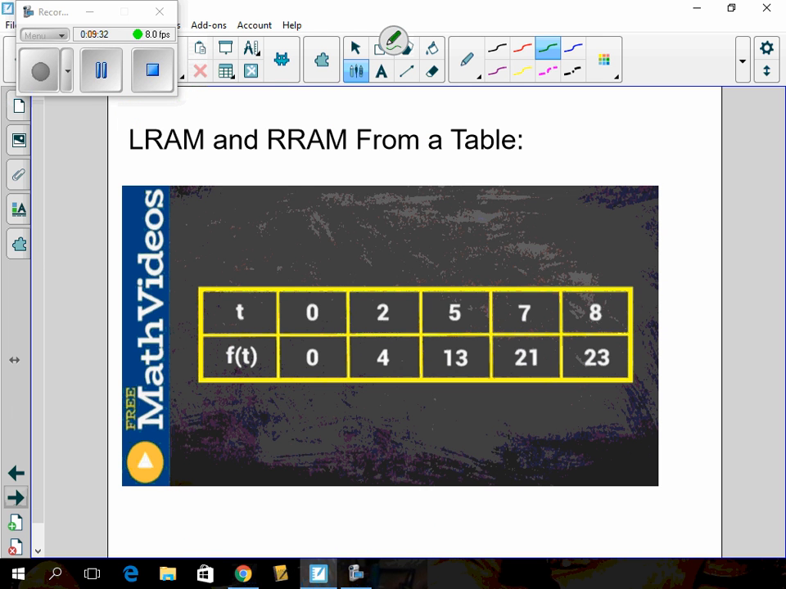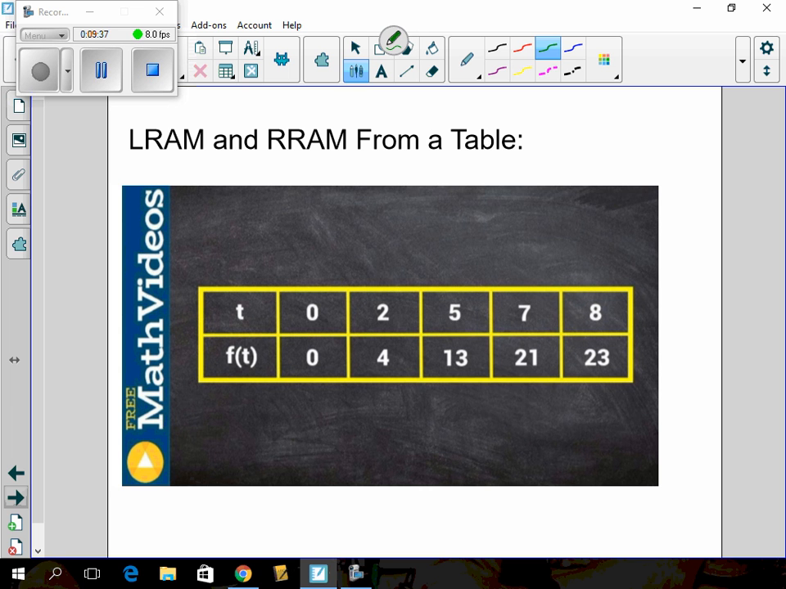So really quickly, we're just going to go over using LRAM and RRAM from a table. So rather than having it on a graph, you could be given a table of information. And so again, we're still going to have it split up into our separate little intervals. So as I see, this is the interval from 0 to 2. Then I have the interval from 2 to 5, the interval from 5 to 7, and then the interval from 7 to 8.